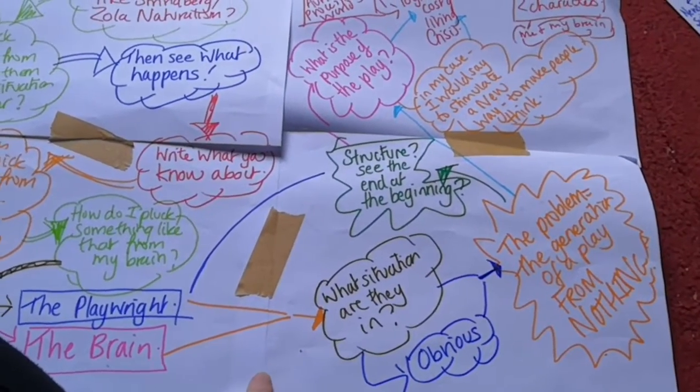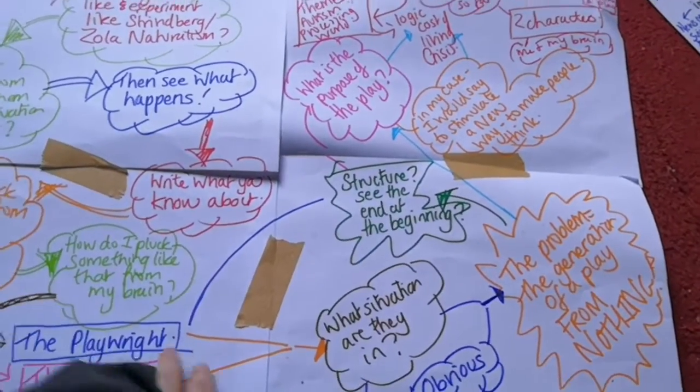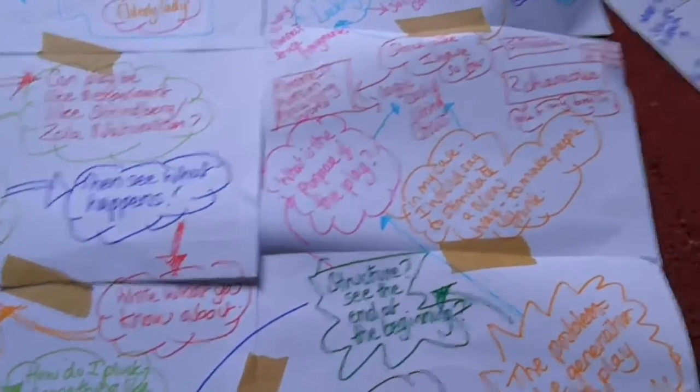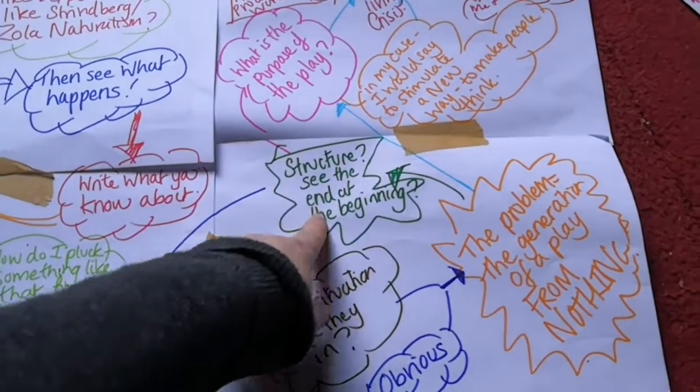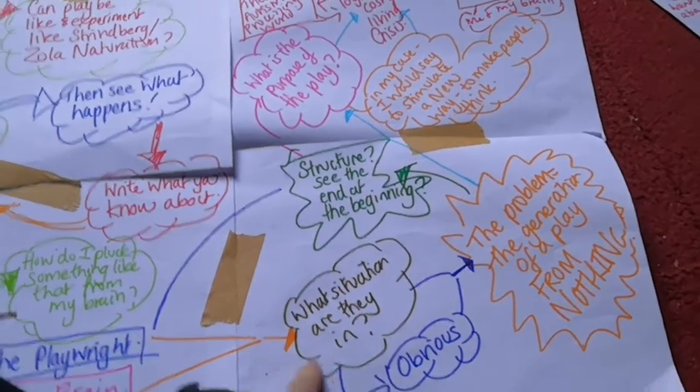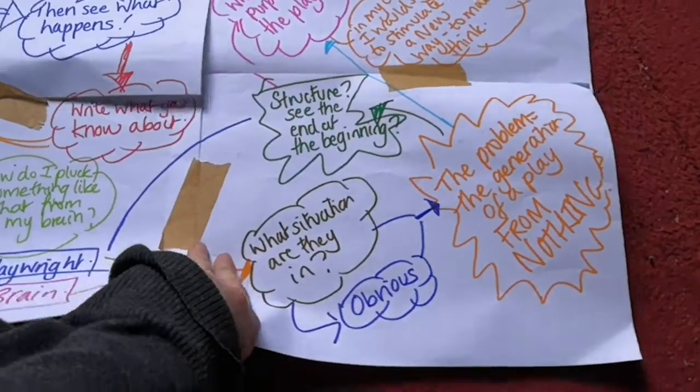So, structure. Yes, the playwright. Let's say we've got these characters, the playwright and the brain. Very generic kind of idea. Structure. Could I see the end at the beginning? What situation are these characters in? Obvious.